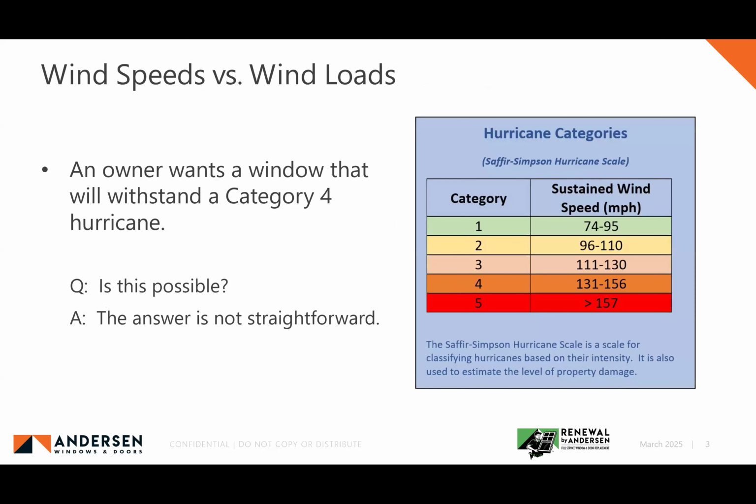All right. So, how many of you have ever heard an owner ask for a building or a window or some product that will withstand a category 3? I want cat 4 windows. I want cat 5 windows. I want a cat 5 building, right? It comes up all the time.